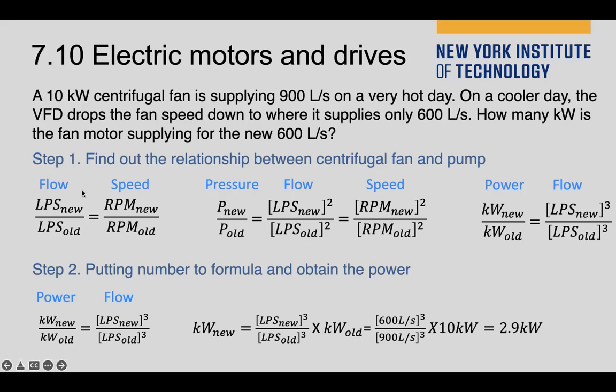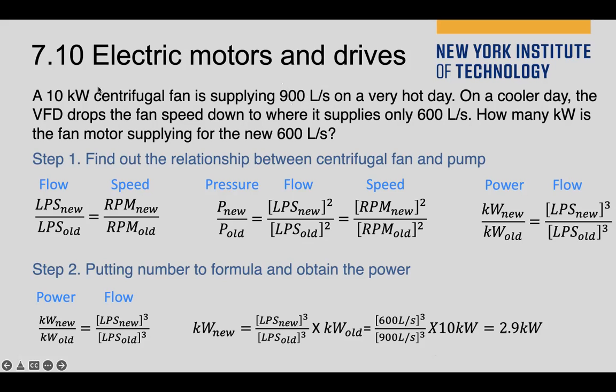So here, never mind, we can finish it. The flow and the speed are directly proportional. About the pressure and the speed, the speed squared is equal to pressure. And about the flow or the speed related to the power, it is a cube. So now we know the flow and we are asking to obtain the power. So we make use of this equation, the cube, and then substitute the numbers over there, and we can obtain the power.